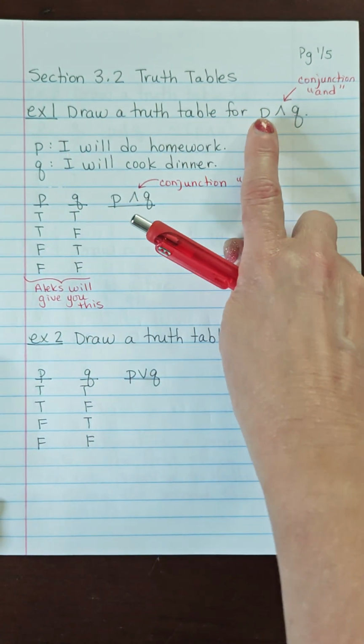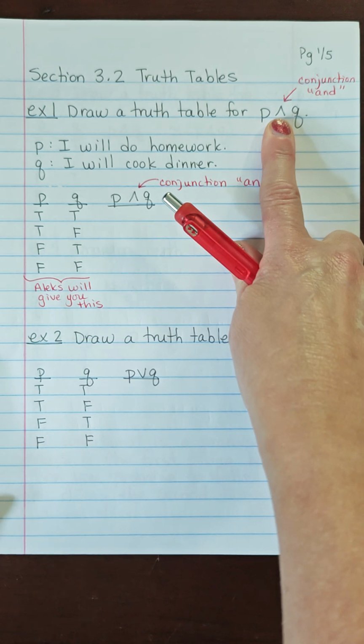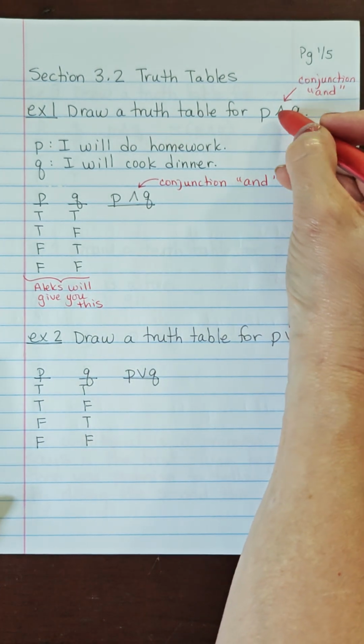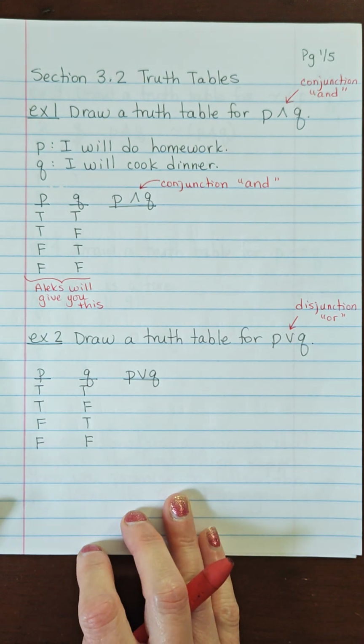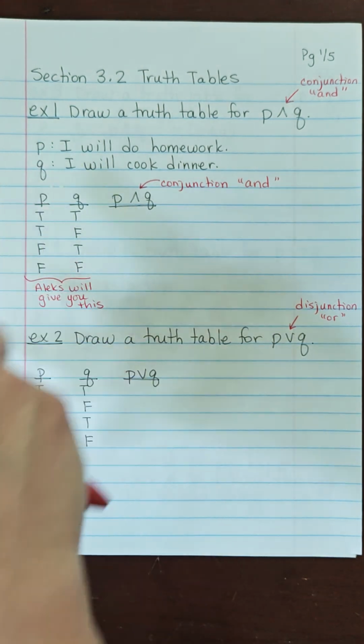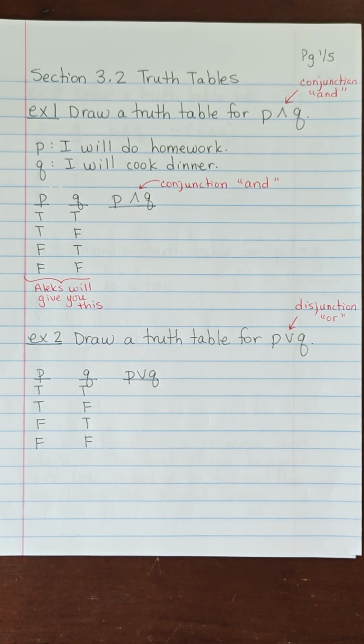Let's draw a truth table for P and Q. Remember, this is the symbol for conjunction, or and. You can kind of remember that because it almost looks like a capital A. Just to make this truth table a little easier to draw this first time, let's put some statements to P and Q. Let's say the statement P is I will do homework and Q is I will cook dinner.